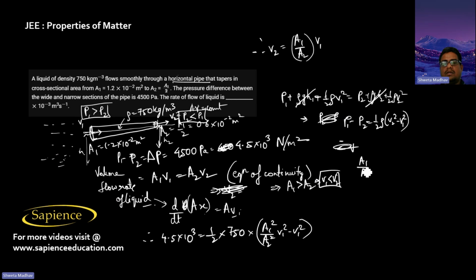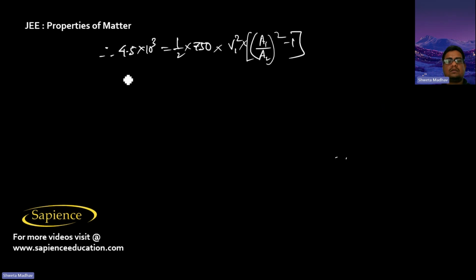Now A1 by A2 will obviously be equal to 2, since A2 is A1 by 2. So therefore we can say this 2 I can take it here. So 2 into 4.5 is 9. 9 into 10 power 3 is equal to 750 into V1 square into 2 square minus 1. It's 4 minus 1, that is 3. So 3 3s are 9.